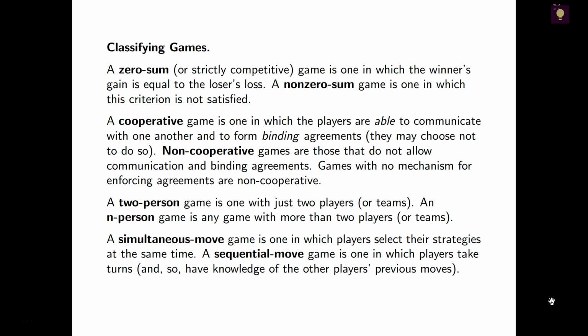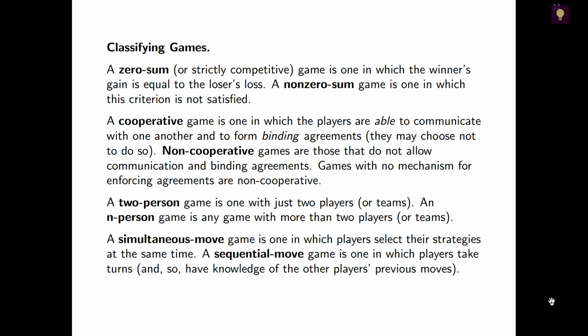A cooperative game is one in which the players are able to communicate with one another and to form binding agreements. And this will be important later on. We'll see why it matters that they need to form binding agreements. A non-cooperative game is just one that does not allow for communication and binding agreements. Games with no mechanism for enforcing agreements, so where the agreements might be made but aren't necessarily binding, those are non-cooperative games. A two-person game is one with just 2 players or teams.